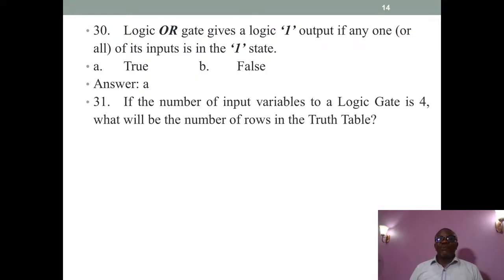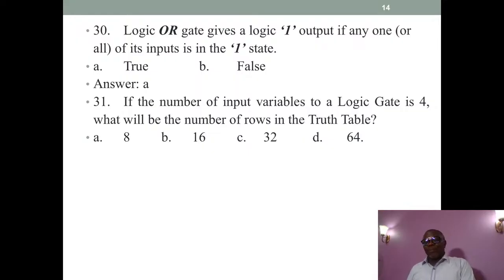If the number of input variables to a logic gate is 4, what will be the number of rows in the truth table? It could be 8, 16, 32, 64. So what do you think? If you have 4 input variables, it means you will have 2 raised to power 4 possible combinations, which is 16.